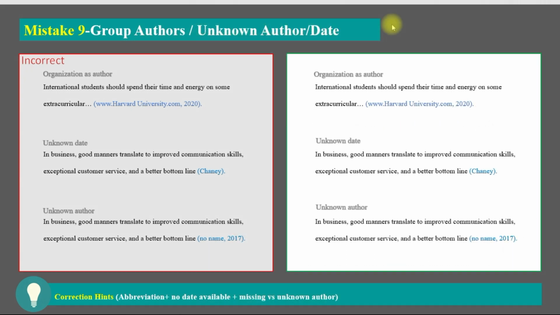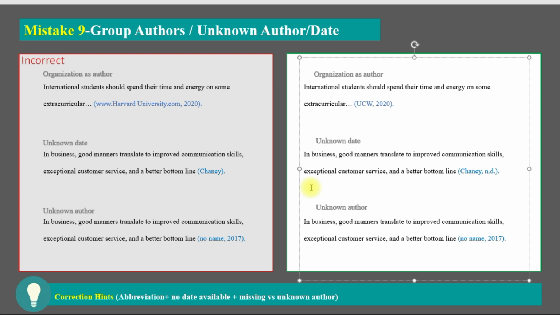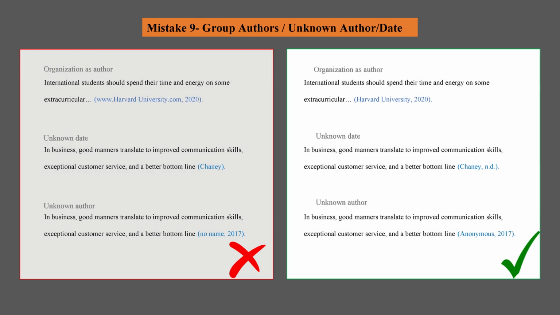Mistake number 9. Group authors, unknown author date. If the author is an organization, do not write the full website address. We just write Harvard University. Now, if that university has an abbreviation like UCW, we can also write UCW. In the second example, if the date is unknown, we need to put N.D. For the third example, for the unknown author, we just simply write the word anonymous. There you go.